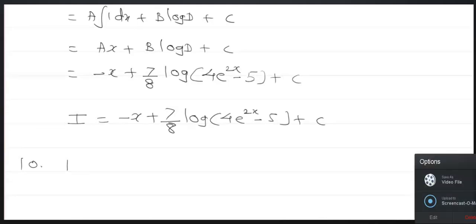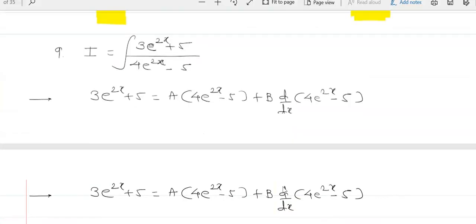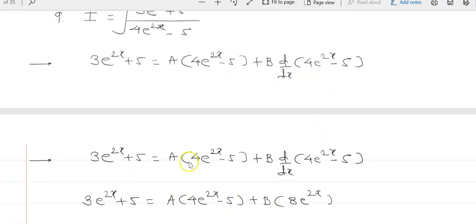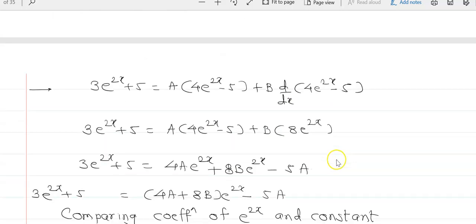Now, series 3. Next is number 9. I is equal to integral of 2 e raised to 2x plus 5 upon 4 e raised to 2x minus 5. That is, numerator is equal to a into denominator plus b into derivative of the denominator. The term is as it is. The derivative of this denominator, that is 4 e raised to 2x. What is the derivative of e raised to 2x? Derivative of e raised to 2x is e raised to 2x into 2, and 4 into 2 is 8. Therefore, b into 8 e raised to 2x.